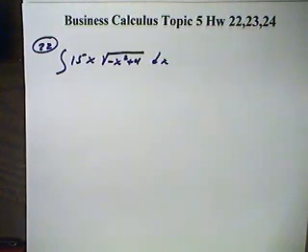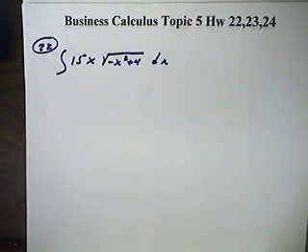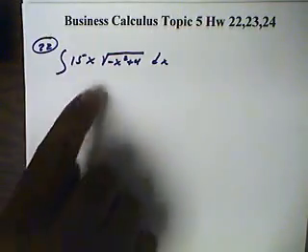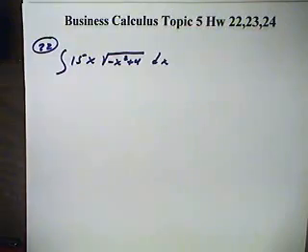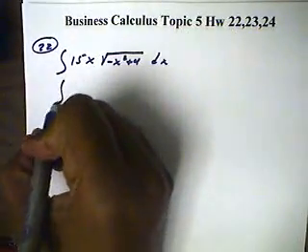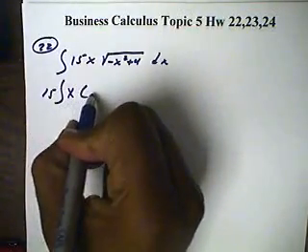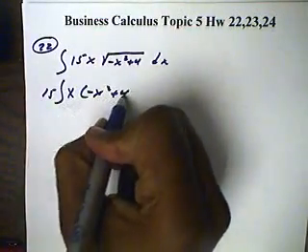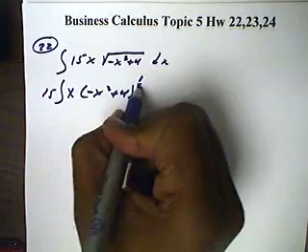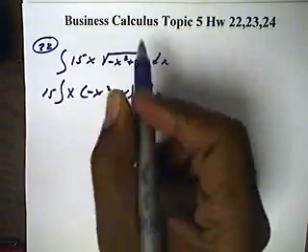This is Calculus, Topic 5, Homework, Problems 22, 23, and 24. Okay, we need to take the antiderivative of this function here. So what I'm going to do is create a half power on this. Let's move this 15 to the outside, and this becomes negative x squared plus 4, all to the 1/2 power. So now things are in terms of powers.